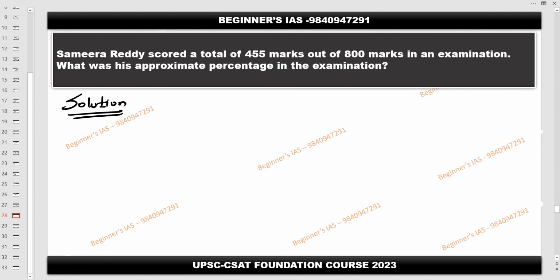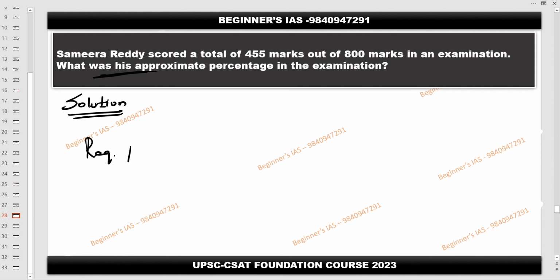According to this question, Samira Reddy is a boy. But in such relations, you need to be very careful. With the name alone, you should not identify the gender. But this question says Samira Reddy is a boy here.